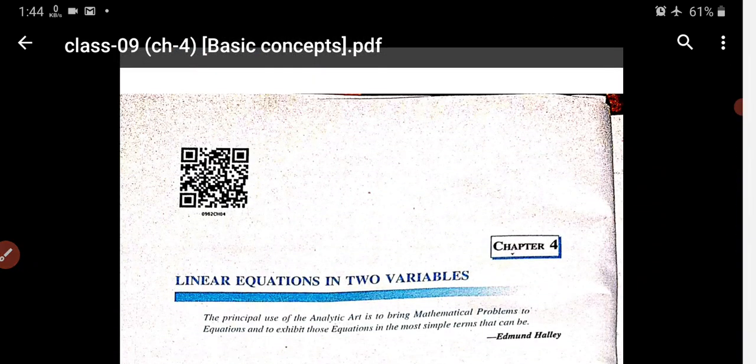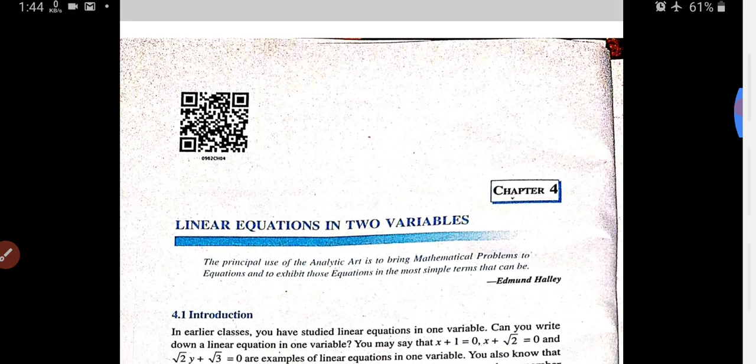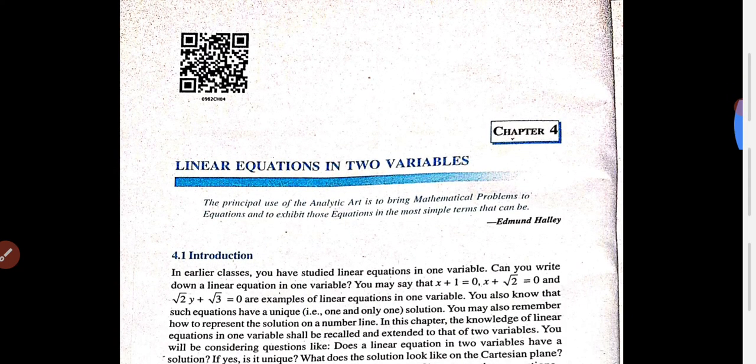In the next class I am starting your first exercise. So if you have any doubt in this basic concept, you can ask me now.